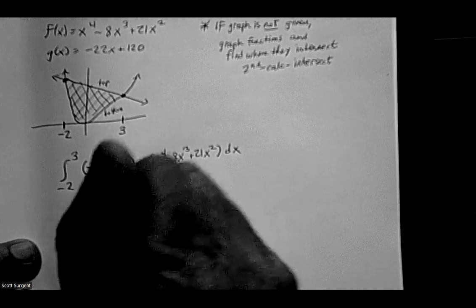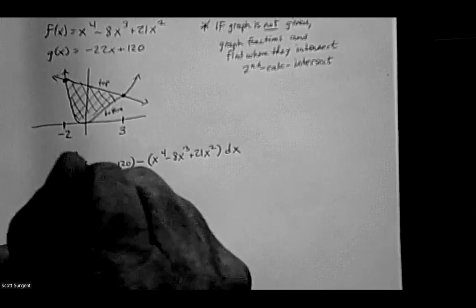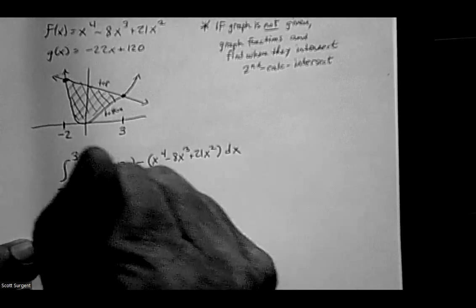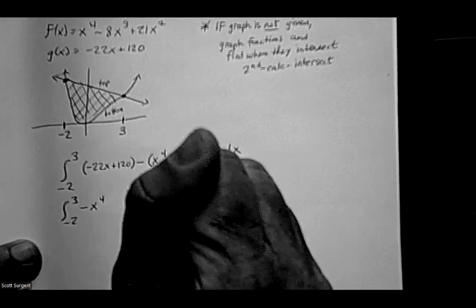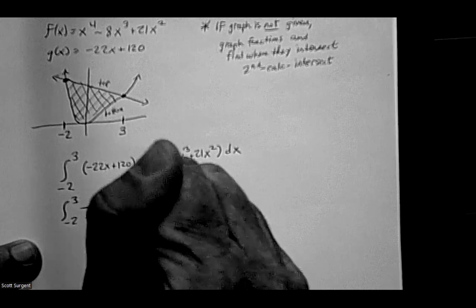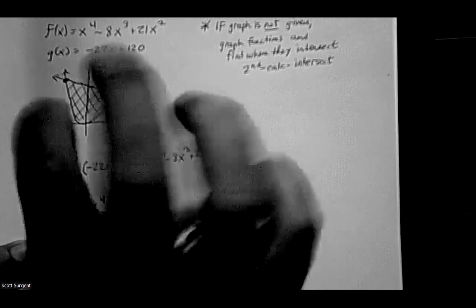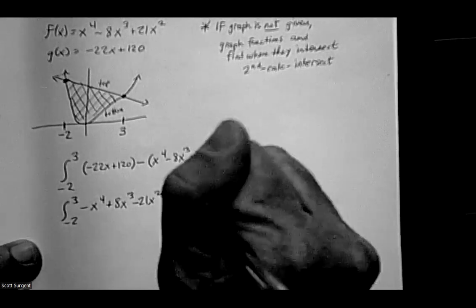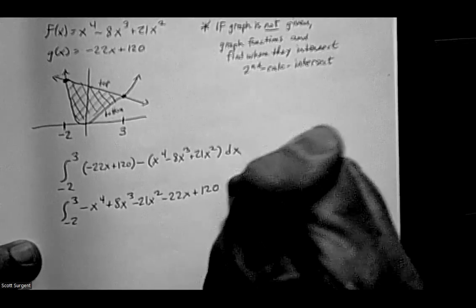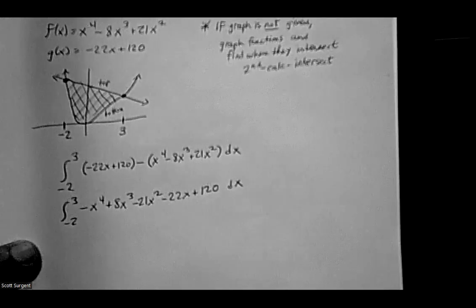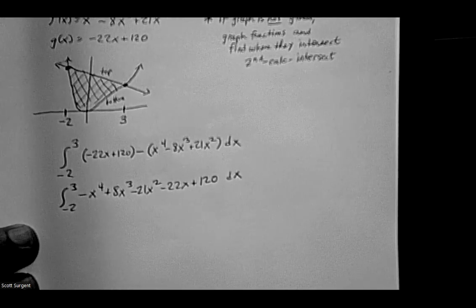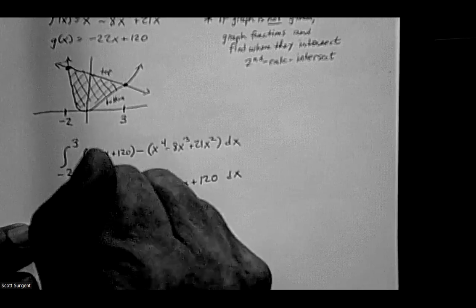Yeah, nasty looking. All right, let's clean it up just a little bit. I'll go ahead and distribute the minus sign. You get negative x to the 4, and then plus 8x cubed, take away 21x squared. And then this guy pops in negative 22x plus 120 dx. This is just using the power rule about 5 different times.